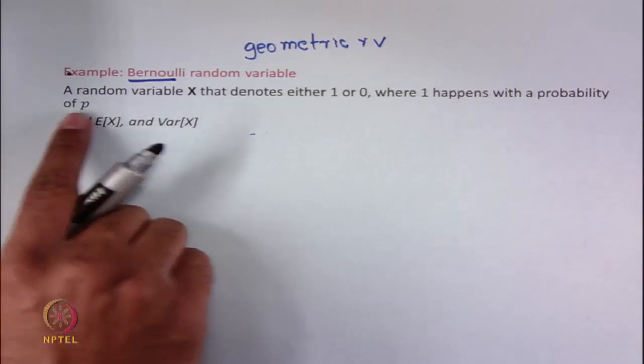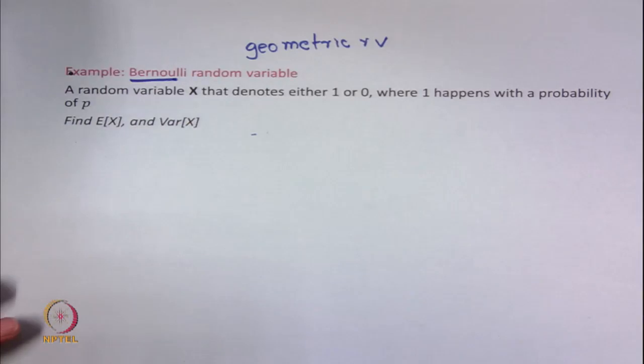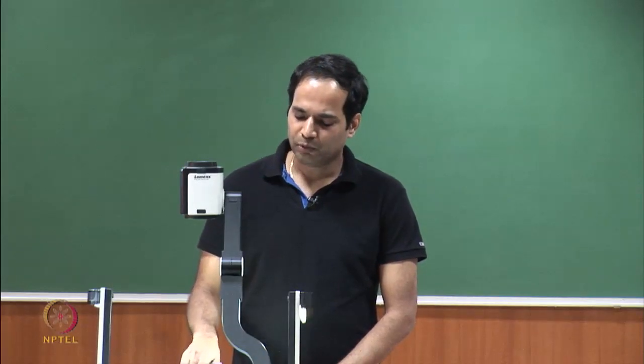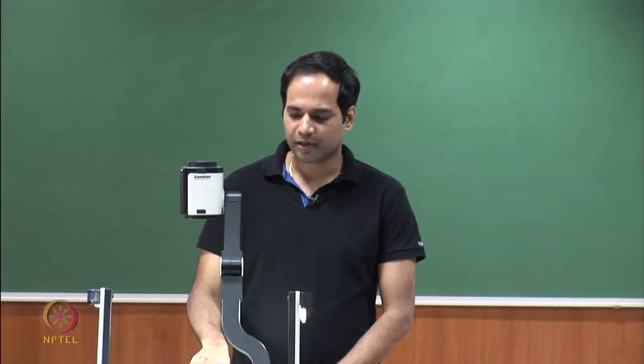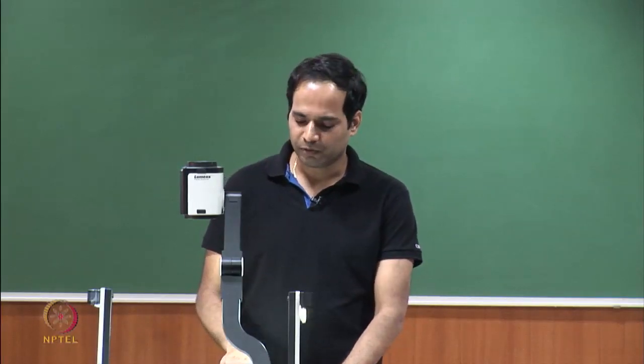So, you see that this Bernoulli random variable models data transmission, because when we transmit data, we transmit mostly in the form of 1s and 0s, and the 1 happens with a certain probability and a 0 happens with a certain probability.